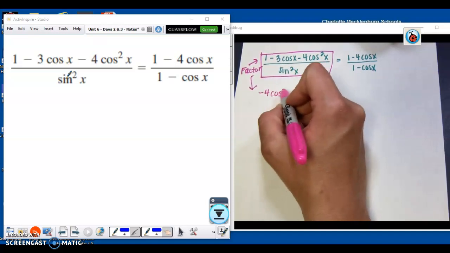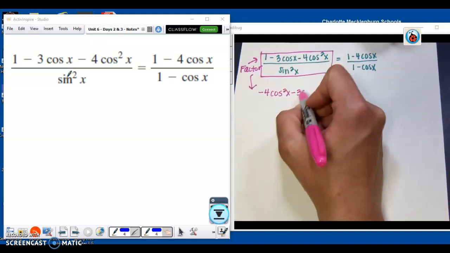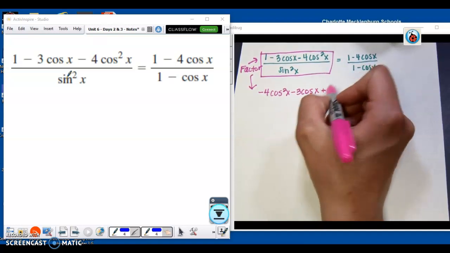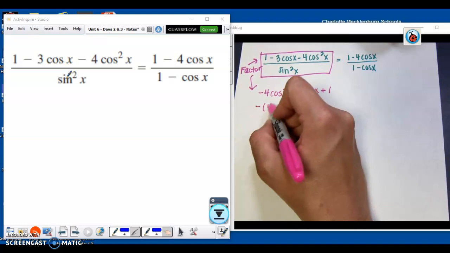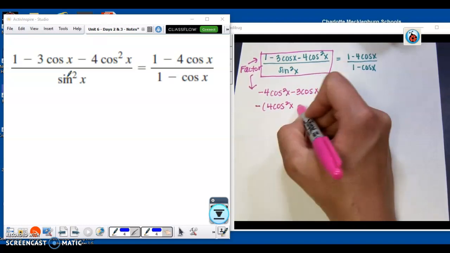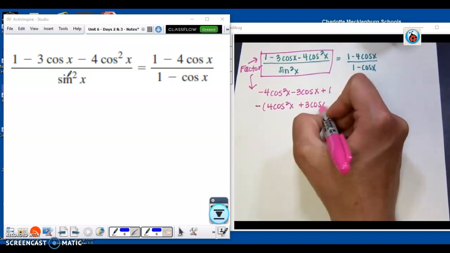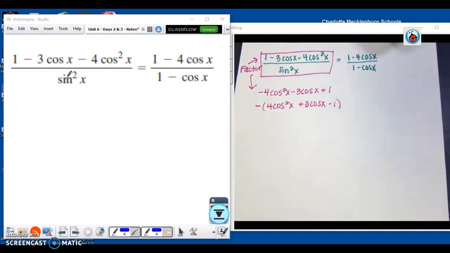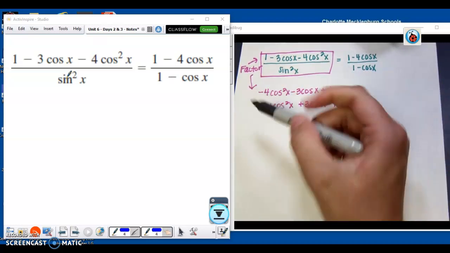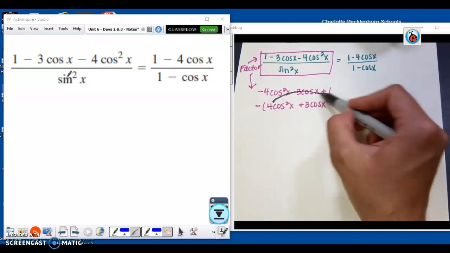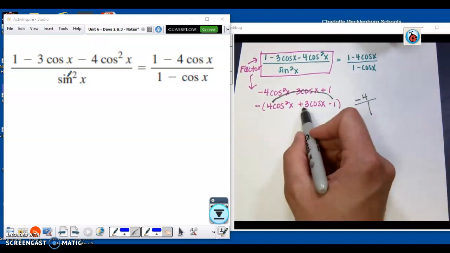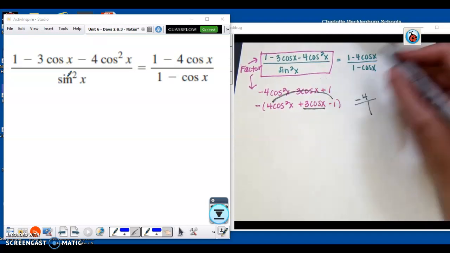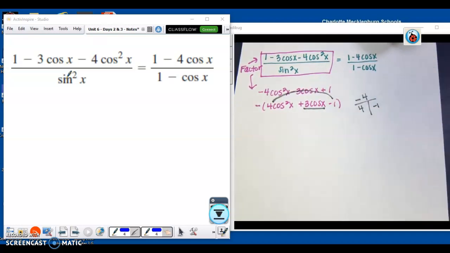So negative 4 cosine squared x minus 3 cosine x plus 1. And then I want to take out the negative before I factor. So it'll become plus 3 cosine x and then minus 1. We're going to have to do long factoring because we have the 4 out front. So 4 times the negative 1 gives me negative 4. Two numbers that multiply to negative 4 and add to positive 3 are 4 and negative 1.